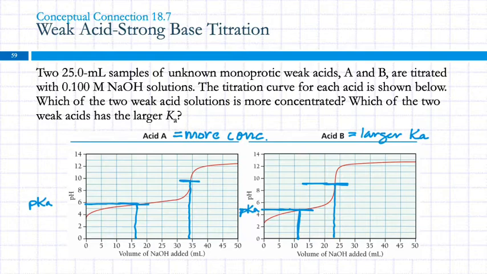It's confusing. Yeah. So if we were just looking at this, could we tell off the bat that acid A is more concentrated because it doesn't have such an abrupt curve? No, we can tell it's more concentrated because where this break comes is at a larger amount of base added. We had to add a lot more sodium hydroxide to reach the equivalence point, and so the concentration has to be higher.